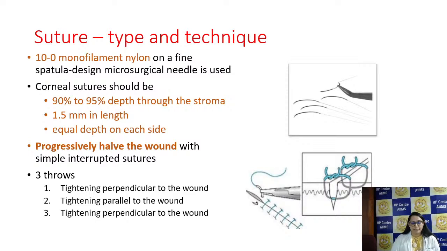Now, the type and technique of suturing. So, for corneal sutures, we use 10-0 monofilament nylon on a fine spatulated microsurgical needle. The intended depth of sutures is 90 to 95% through the stroma. We avoid going full thickness in the cornea because it can act as a conduit for bacterial infection and thus lead to endophthalmitis. The ideal suture length is 1.5 to 2 millimeters and an equal depth on each side should be there. We follow a simple rule of progressively halving the wound with simple interrupted sutures.